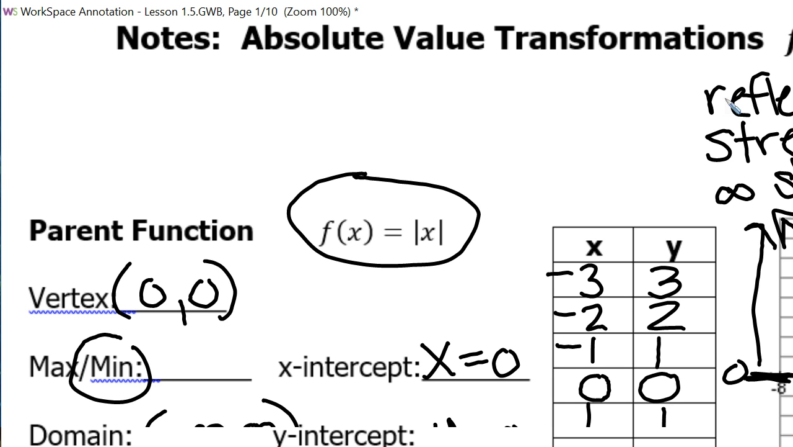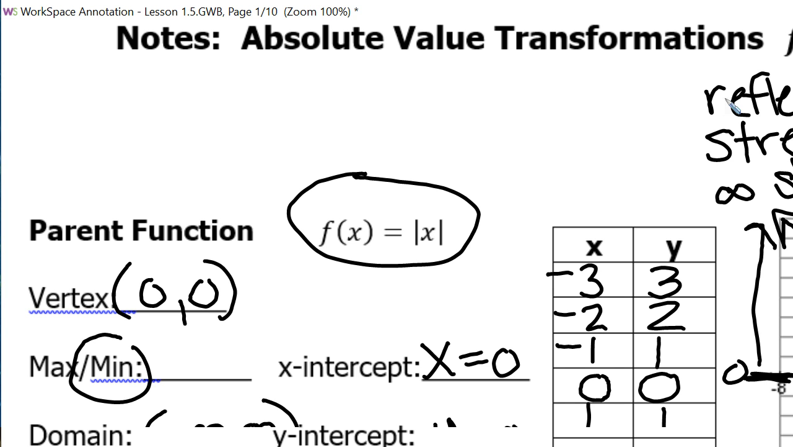If it's negative, you would think it would be to the left, to where the negatives would be on the number line. But it does the opposite. It moves it to the right. If it's a positive h, it moves to the left. So inside the absolute value, it does the opposite of what you would think it would do. If it's a positive, it moves it to the left. If it's a negative, it moves it to the right.